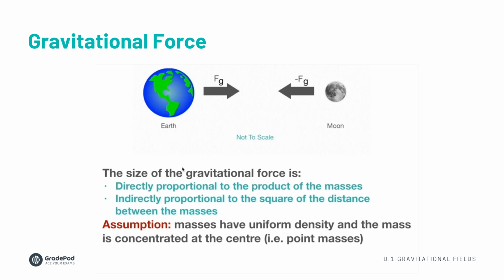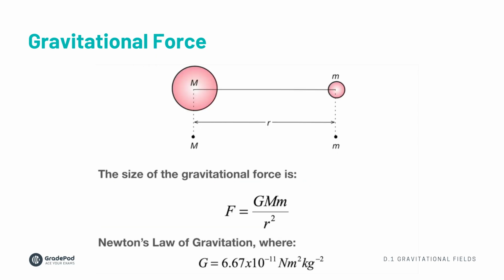This idea of maths, this relationship that we're building here, is built on one assumption. It's built on the assumption that the masses, or the Earth and the Moon, have uniform density and that the mass is concentrated at the centre. So all this mass within the Earth, we have to pretend it all comes from a central point, a point mass in the centre. Let's take this mathematical idea a little bit further.